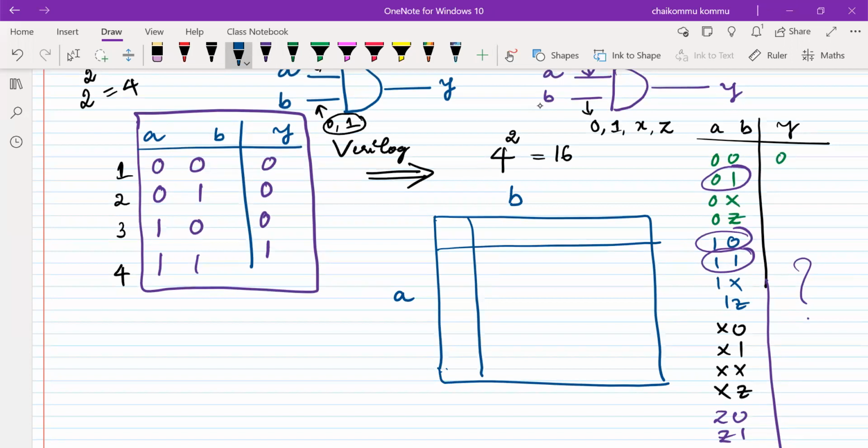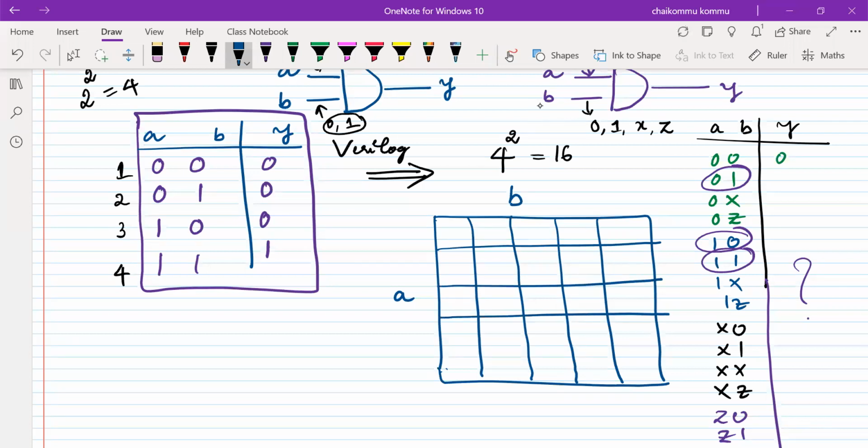This is for one value, this is for another value, and this is for another value. This is one value, second value, third value. What I'm going to write here is that input A can be 0, input A can be 1, input A can be X, input A can be Z. Similarly, input B can be 0, input B can be 1, input B can be X, input B can be Z. Now I need to fill this one.